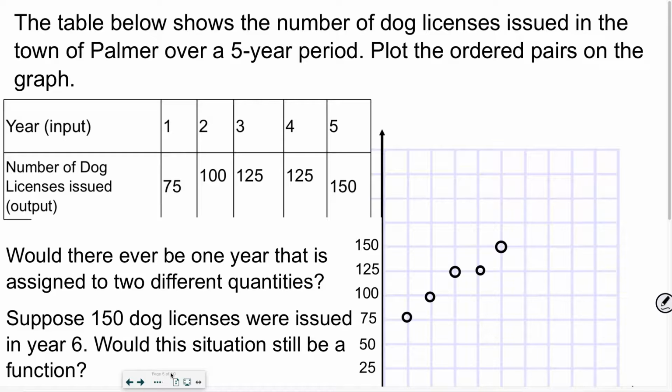So do functions have to be straight lines? No. So what if for year 6, we also had 150 dog licenses? Is that still a function? Yeah. Can we plot that point? Go to 6 and up to 150. Yeah, so why is that still a function? Because there's only one value for each year. Because there's still only one output for each input. There's one value for each year. Good.